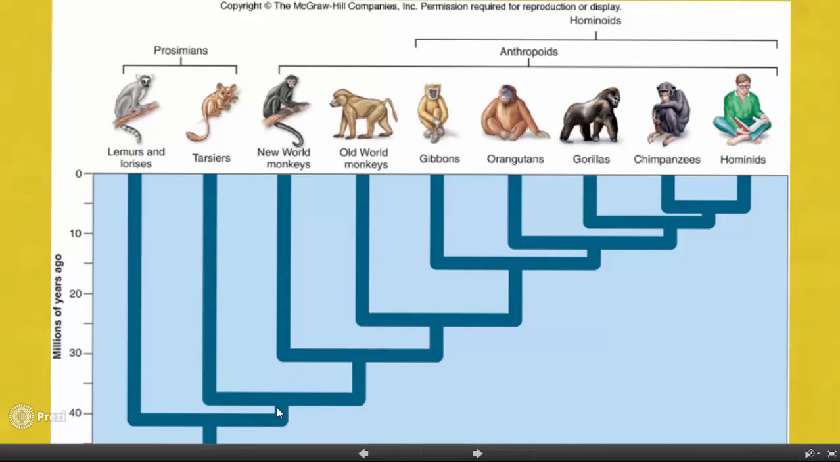And over millions of years, this species split into two more species. So we got ourselves these prosimians, lemurs like in Zoboomafoo, and these tarsiers. Over time, we have what we know as monkeys evolving in the different species of monkeys. So we have New World, Old World, gibbons, orangutans, gorillas, chimpanzees, and eventually hominoids, which are us, humans.